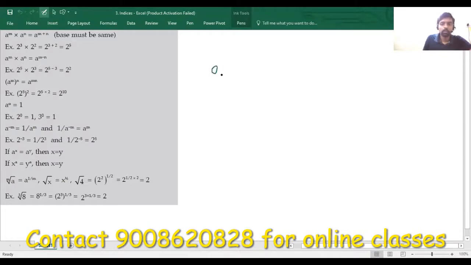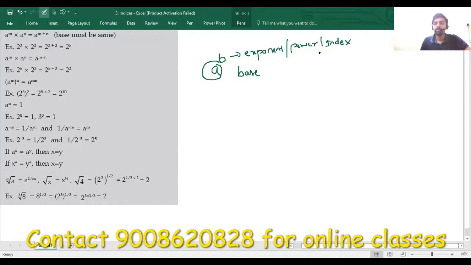Let us take an example of a raised to the power b. So here a raised to the power b, a is called base and b is called exponent. We call it exponent, or we call it power, or the other name is index. So a is base and b is called exponent, power or index. So please note down this. Now in this particular chapter, we will be studying the laws of indices.